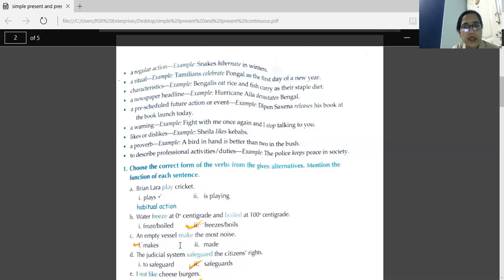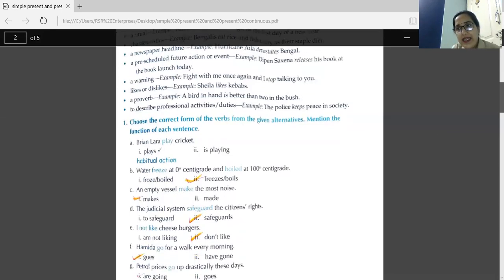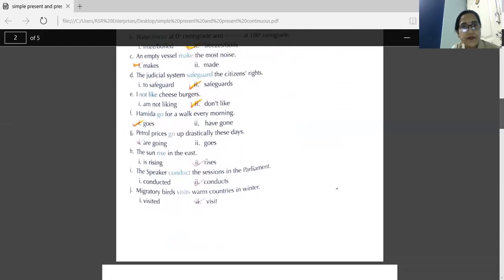Third one, an empty vessel make the most noise. So vessel is singular. So make will be makes. And it's a proverb. The judicial system safeguard the citizens' right. System, judicial system is given there. It's a singular subject here. So safeguard is wrong. Correct is safeguards. And it's related to the profession or the work related to this profession.